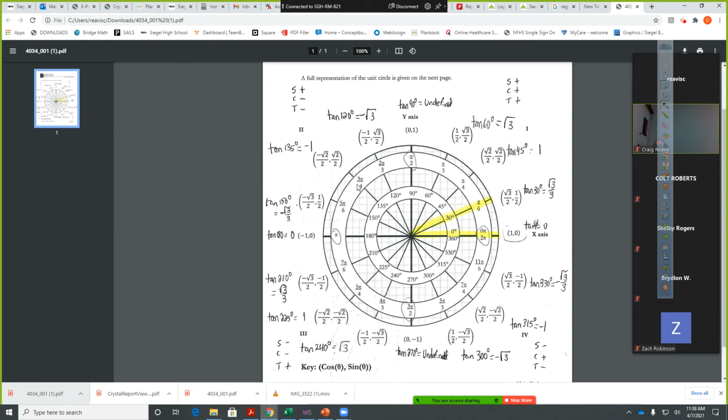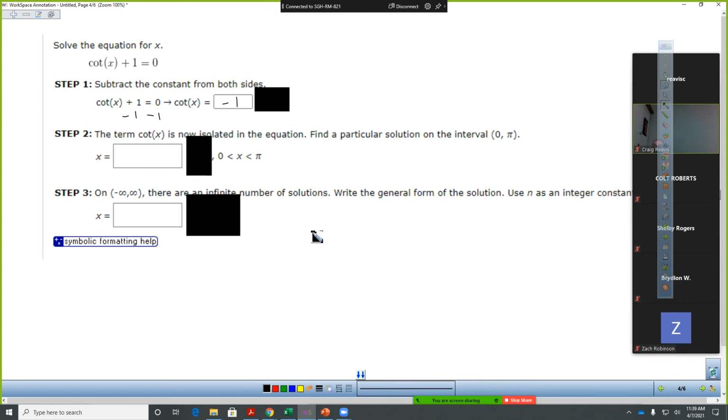I could say 3 pi over 4 plus 2 pi or 2n pi. That way, every time I came back around to this spot, and then I could list 7 pi over 4, and every time I added 2 pi over that. But I think what they're doing is whenever it's split completely in half, they start with this one, and then they add pi. They put n pi, because every time I add pi, I'm getting back to a point where the cotangent is -1. Now let's see if this has stopped spinning. All right, so the term cotangent of x is now isolated in the equation.